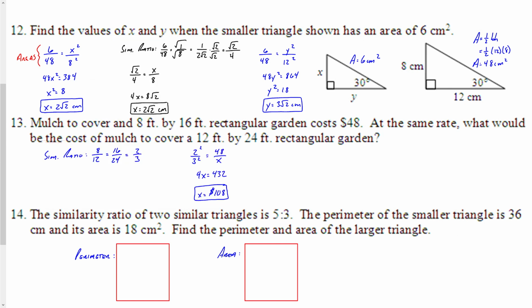In this one, you'd have to figure out your similarity ratio first, so you would want to compare small side or short side of the original garden to the short side of the larger garden, and then longer side to longer side. Both of those would reduce to 2/3, so we know that we have similar figures here. Now setting up a proportion. Since we're covering the entire garden, we're talking about an area problem. So that's why I have my similarity ratio squared. And then solving it, we would find that the cost would be $108. Again, make sure you have a correct and appropriate label.